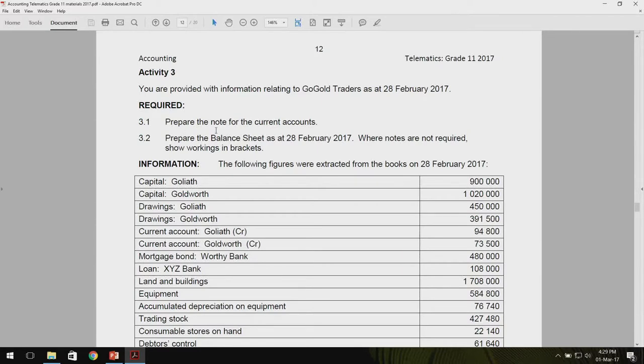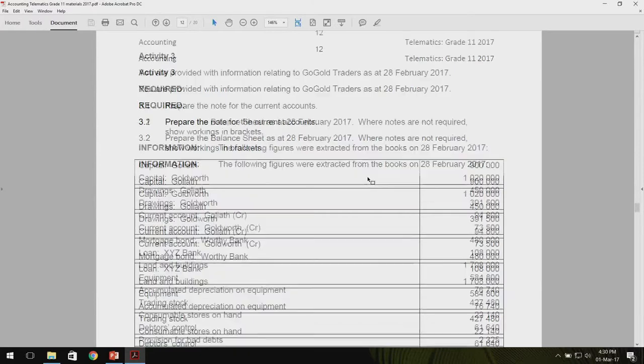They want us to prepare the note for current accounts, and you won't know this unless your teacher taught it to you already. Otherwise, you're going to listen up, and I'm going to do this note with you, and then prepare the balance sheet for 28 Feb. When notes are not required, show workings in brackets. And I can already say to you, only that note is required. So we are going to show a lot of calculations in brackets.